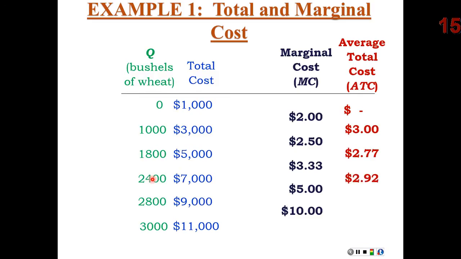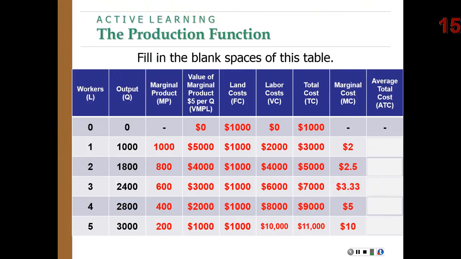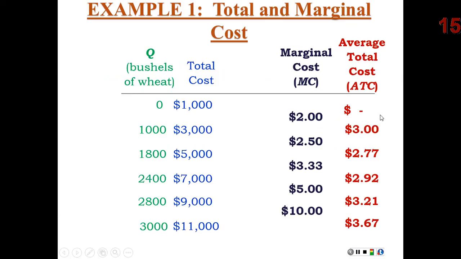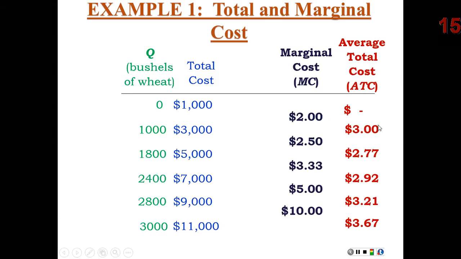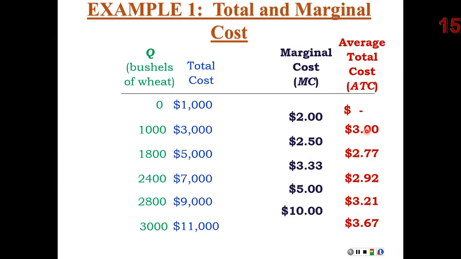$7,000 divided by 2,400 is $3.21. Then $3.67, and so on. And so you see here our average total cost. Now, I just kind of want you to look numerically. Our marginal cost starts increasing slightly and then increases rapidly, so it increases exponentially.